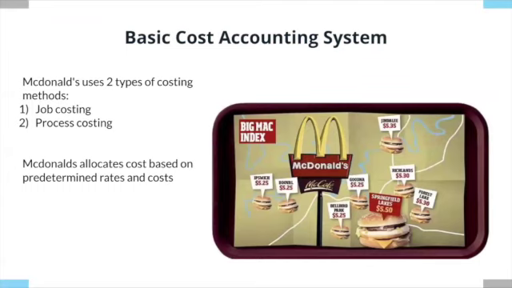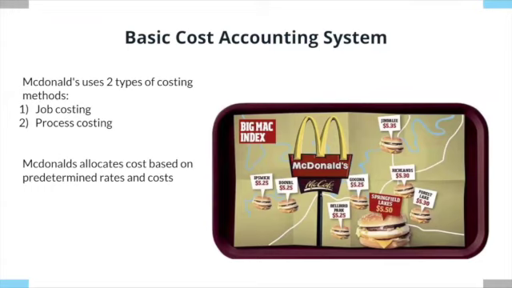Okay, so now we're gonna move on to McDonald's basic cost accounting system. So McDonald's employs a standardized approach to track and manage costs across its operations. It typically uses a combination of job costing and process costing methods. Job costing is used for tracking costs related to specific products, while process costing is used for tracking costs associated with standardized processes, such as food preparation.